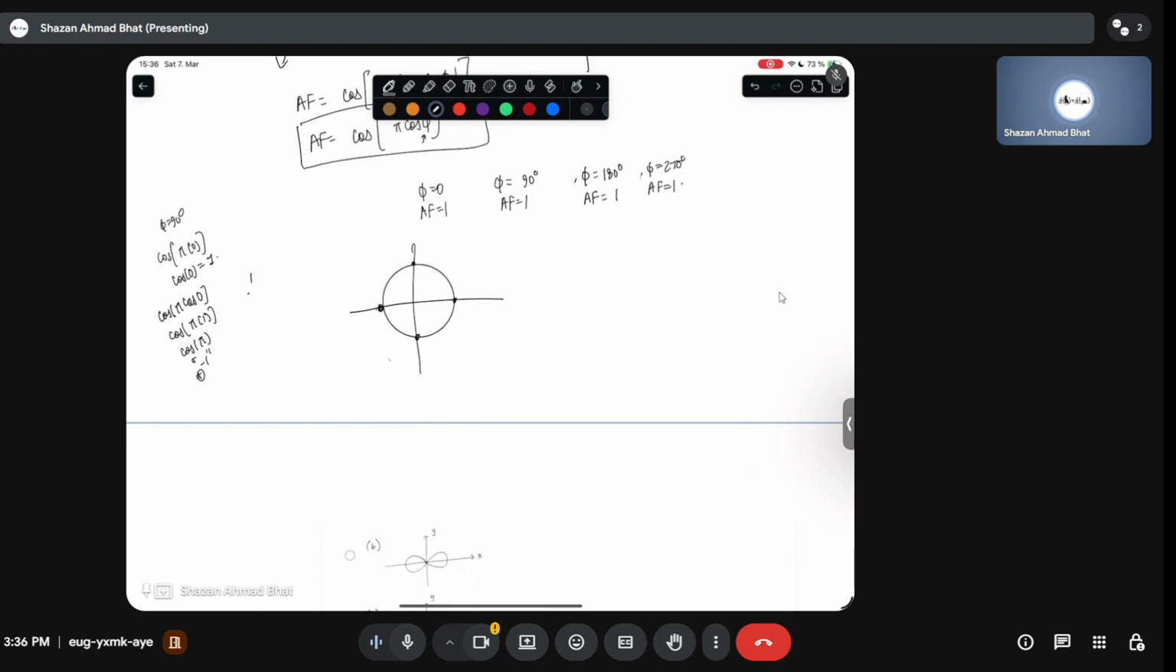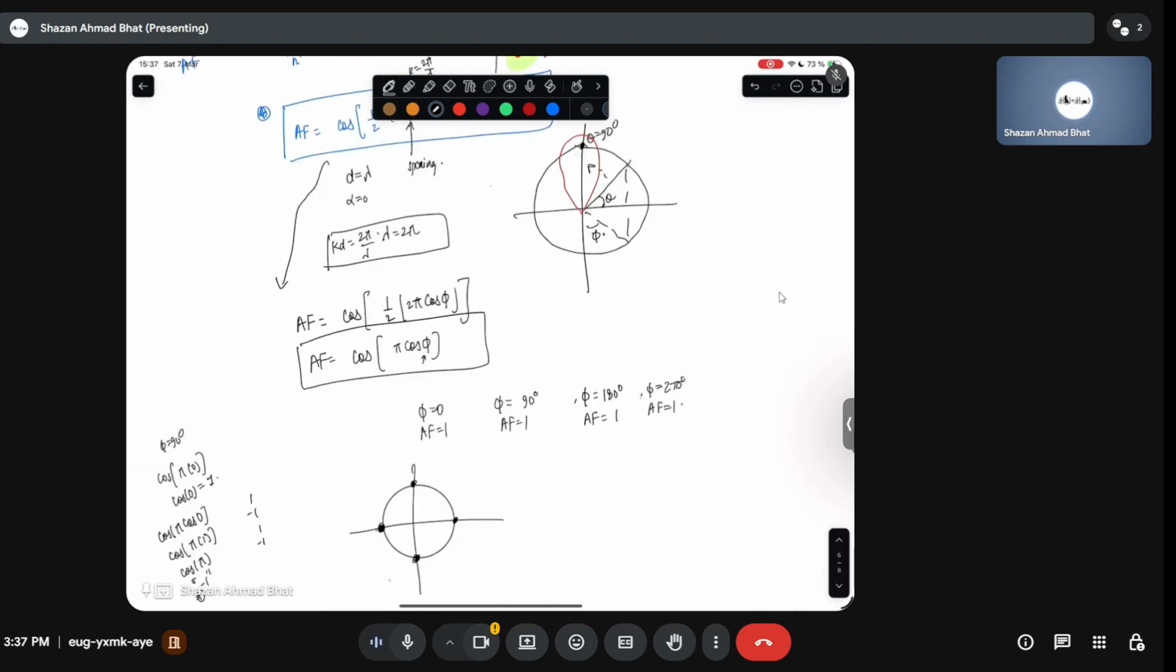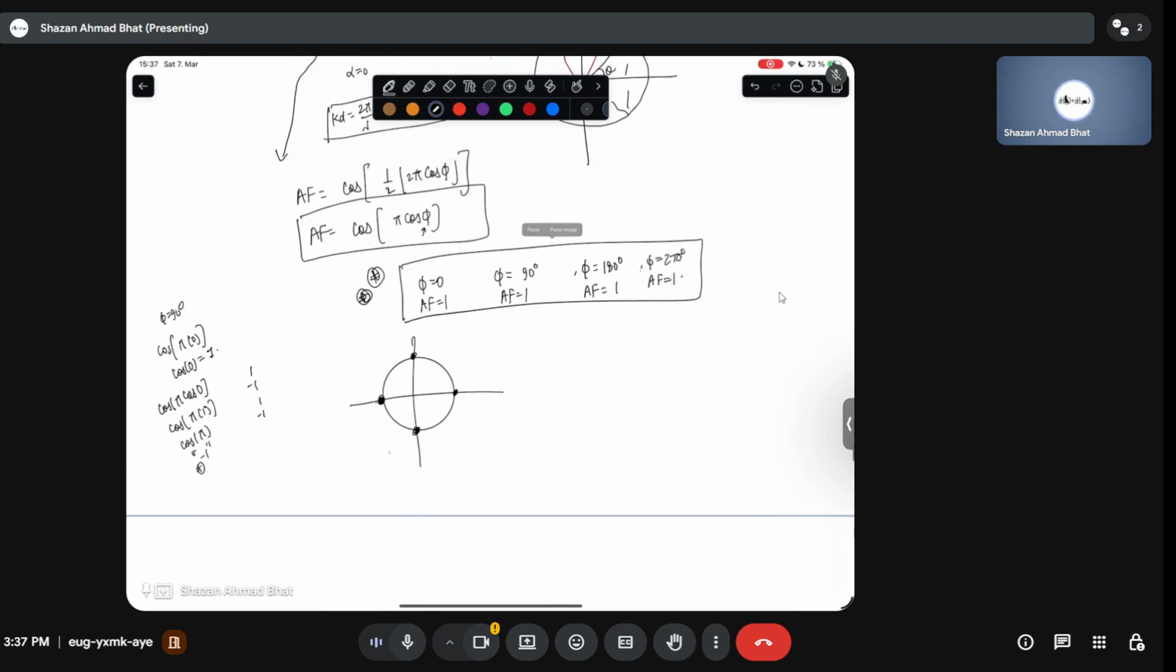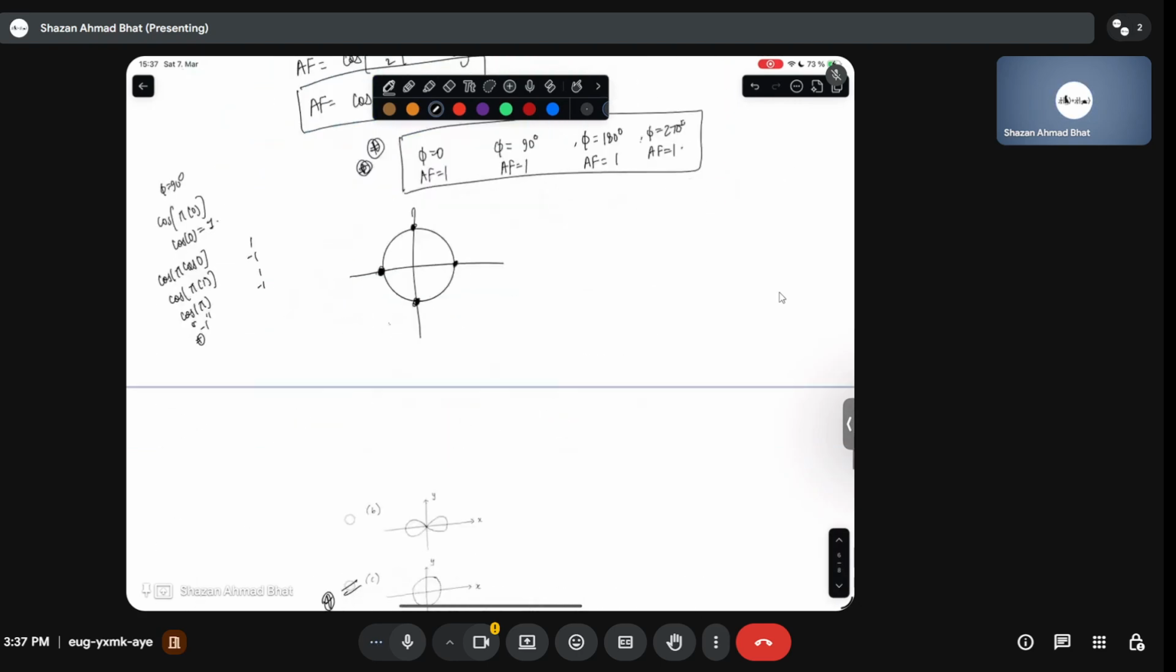So it'll be 1, minus 1, 1, minus 1. That is basically, this is 1, this is 1, this is minus 1, this is minus 1. So that's what it means. So it will be exactly this pattern. So you need to basically use different values of phi in order to compute the factor, which is basically the array factor.